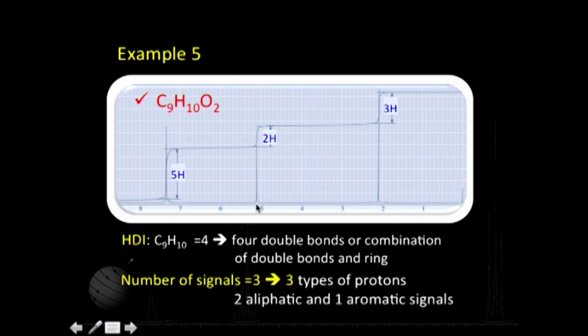That means there are 3 different types of protons which are very characteristic in this case. Out of these 3 signals, 2 of them happen to be in the aliphatic range, say from 0 to about 5 ppm or so, and this one, at about 7 point something, is the aromatic proton. So, there is one aromatic signal and there are 2 aliphatic signals. Let us talk about the signals now.